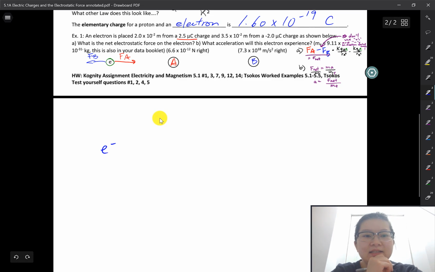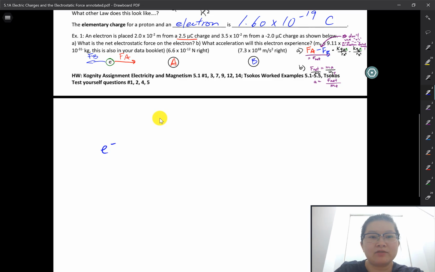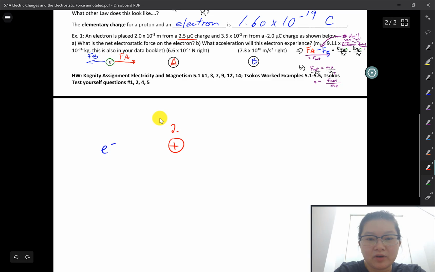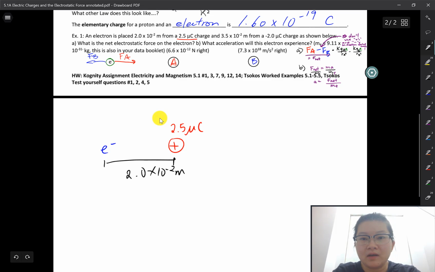It is placed 2 times 10 to the power negative 2 meters from a 2.5 microcoulomb charge. Okay, so looks like that first charge there is positive. So here I'm going to put that over there. Okay, this is 2.5 microcoulombs. We can label the distance. This from here to here is 2 times 10 to the power of negative 2 meters.